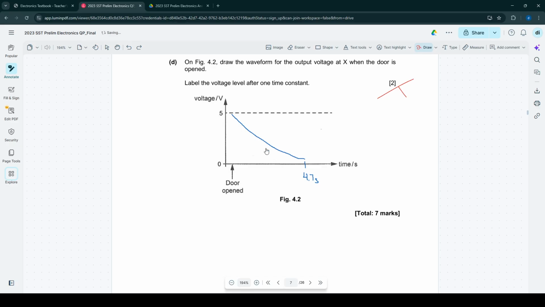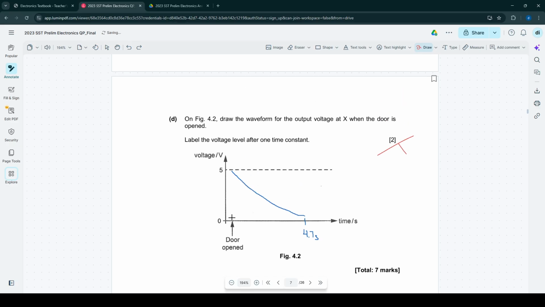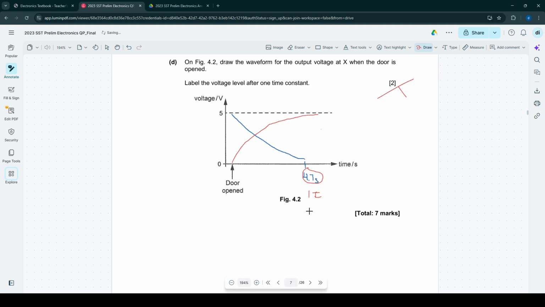So this is a discharging graph, so it should be charging. And even if it was discharging, it does not discharge to 0 volts after 4.7 seconds, which is 1 tau. It will discharge after 5 tau.